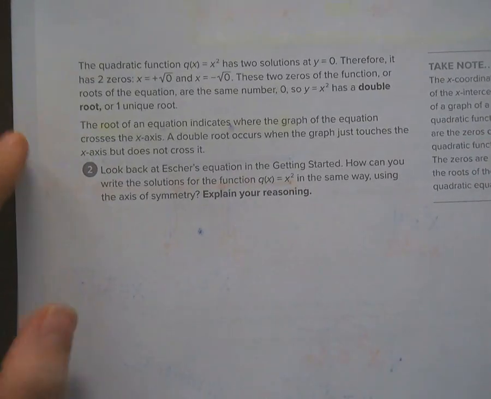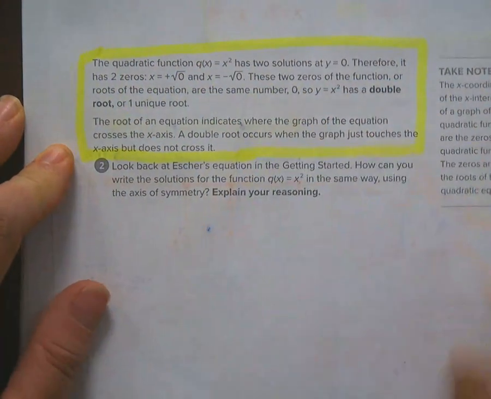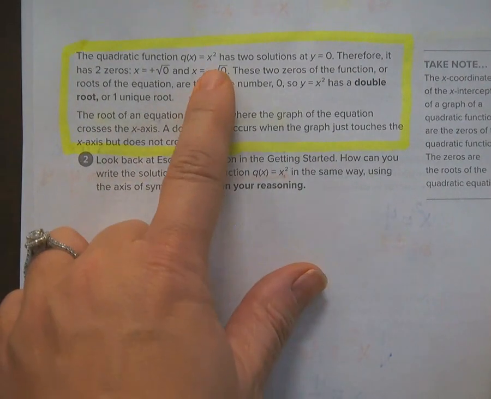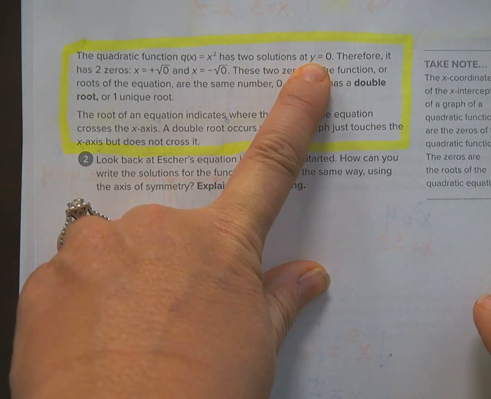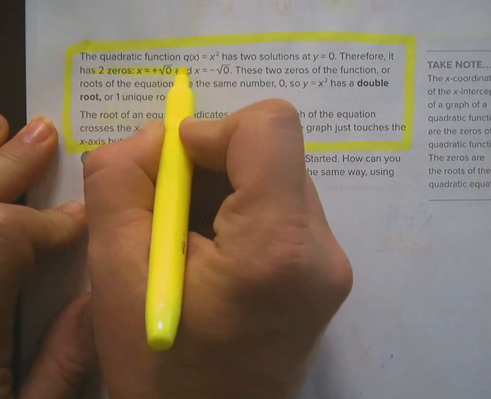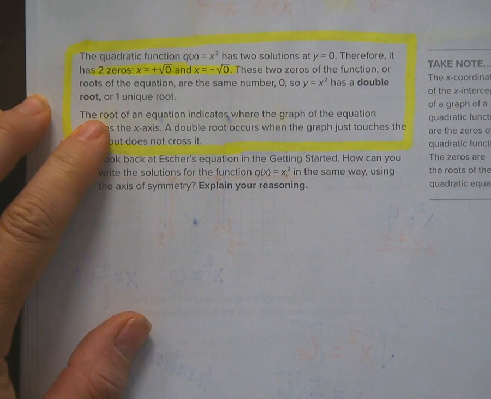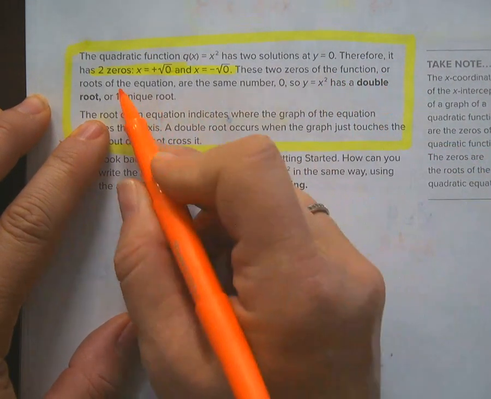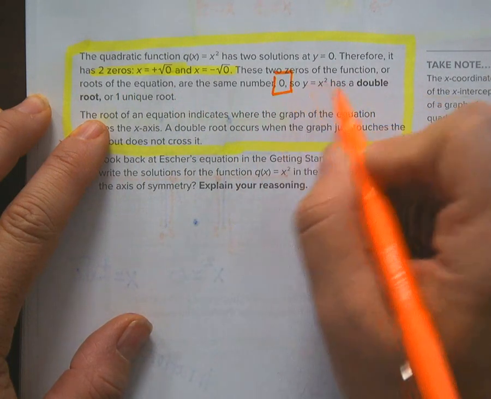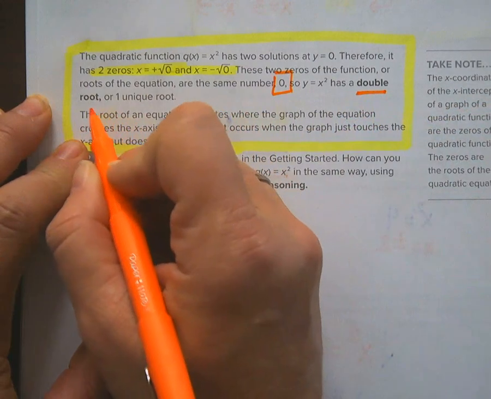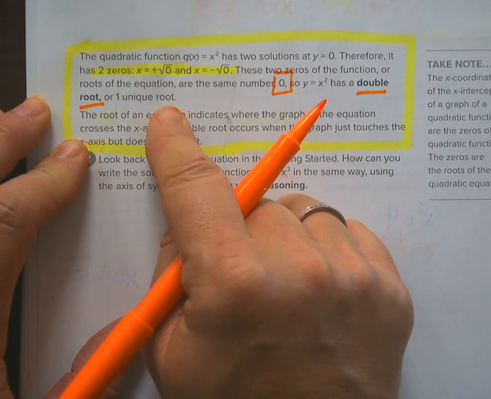And this is the concept right in the middle of the page. It says, the quadratic function x squared has 2 solutions when y is 0. Therefore, it has 2 zeros, both positive square root of 0 and negative square root of 0. These two zeros of the function or roots of the equation are the same number. So those two roots, even though they're the same number, we call it a double root, or we say there is only one unique root.